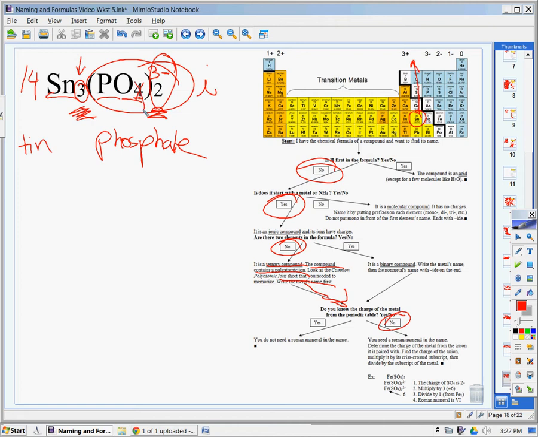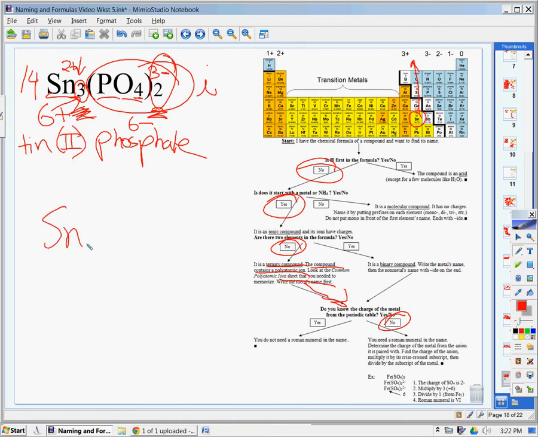This 4 has nothing to do with anything. You can't cross it out. Yeah, so I shouldn't have done that. But you can't use it to multiply. So 3 times 2 means this entire side is 6 minus. That means this entire side has to be 6 plus. But the 6 plus is divided over 3 tins, so each tin is 2 plus. So tin, Roman numeral 2, phosphate.